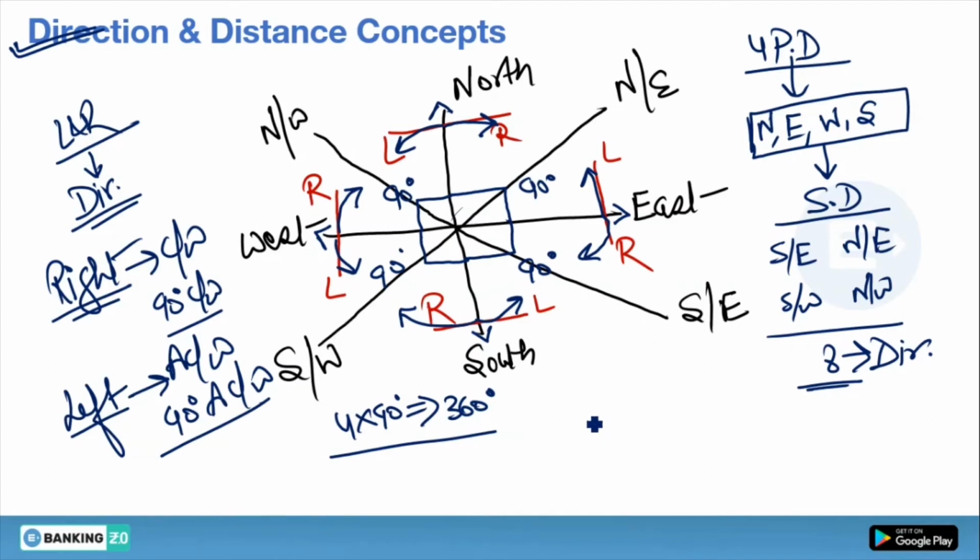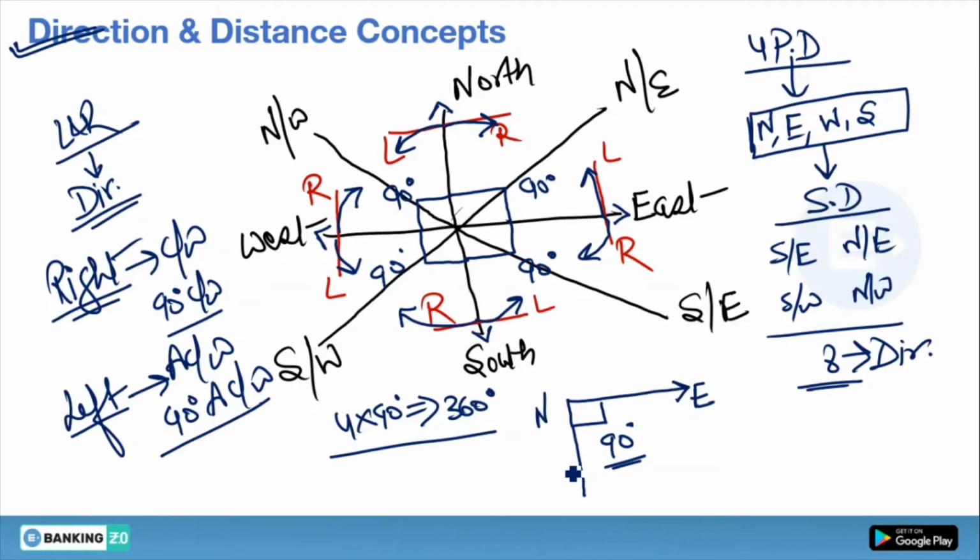Suppose a person is facing north, he moves toward north only, and takes a right turn. Right will be the clockwise direction. If he takes the right turn, he will move to the east side. So the angle between these two lines is 90-degree only. The concept of this angle comes from here only. I hope it is clear to all of you.